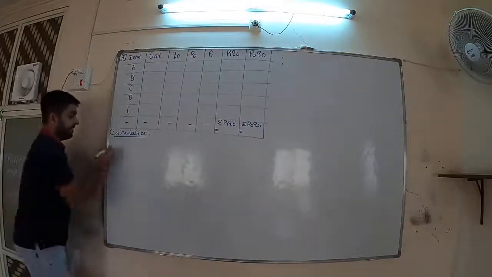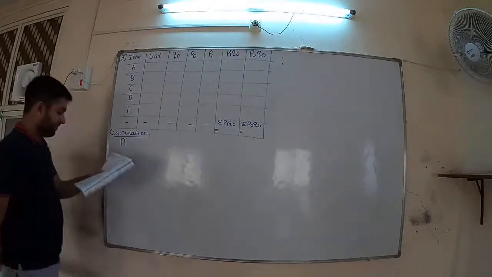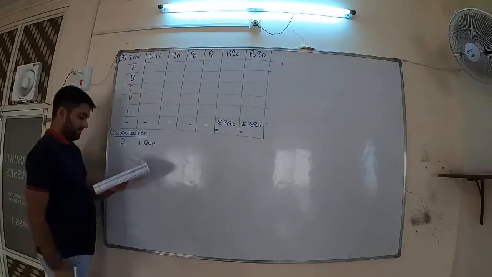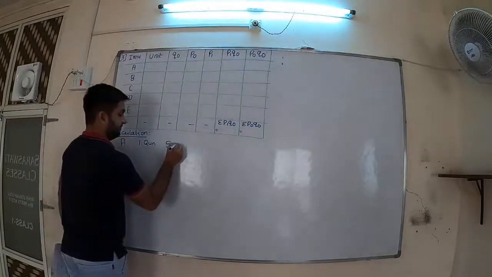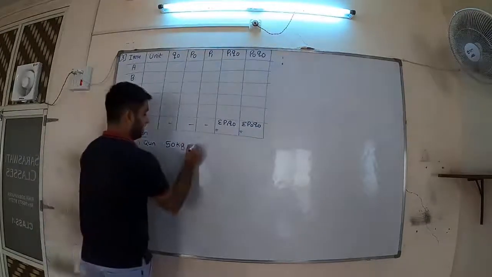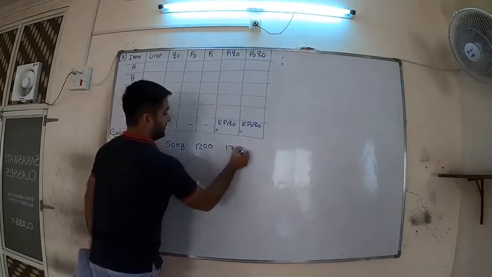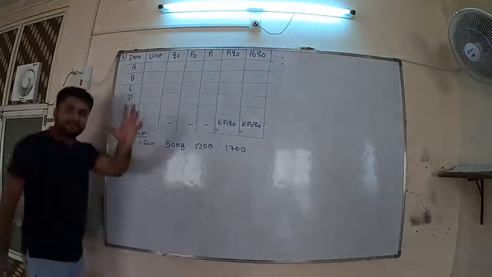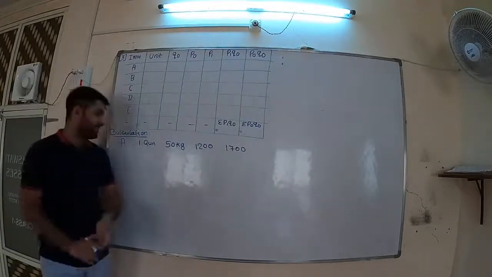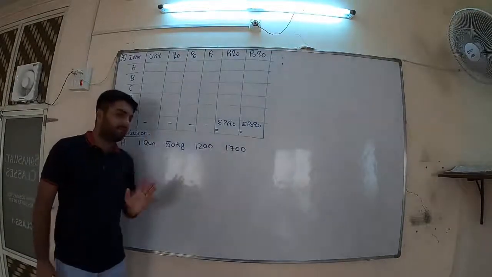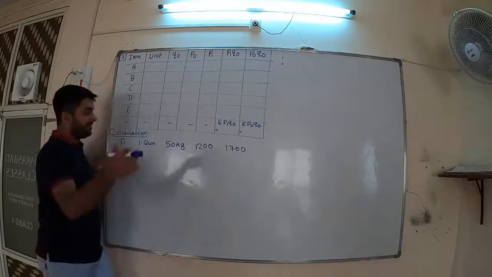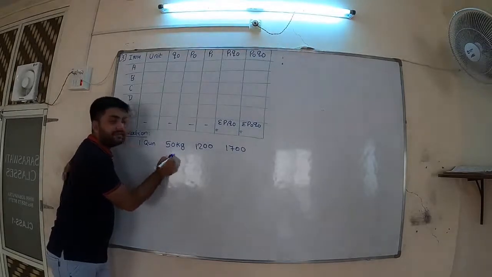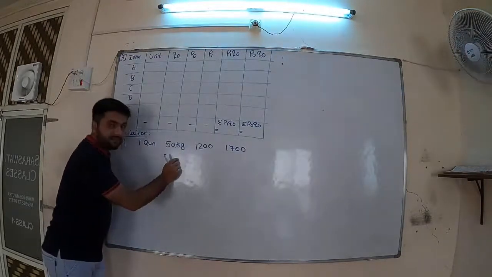Okay. Item A, the method will be the same. Item A with 1 quintal, 50 kg, 1200, 1700. First step, horizontally the units must be the same. Quantity is in kg, there is no other quantity, so the units are not the same. But we know when the unit is 1 itself, try to change this. Is it possible? 50 by 100 is 0.5 exactly. So it is possible to change.